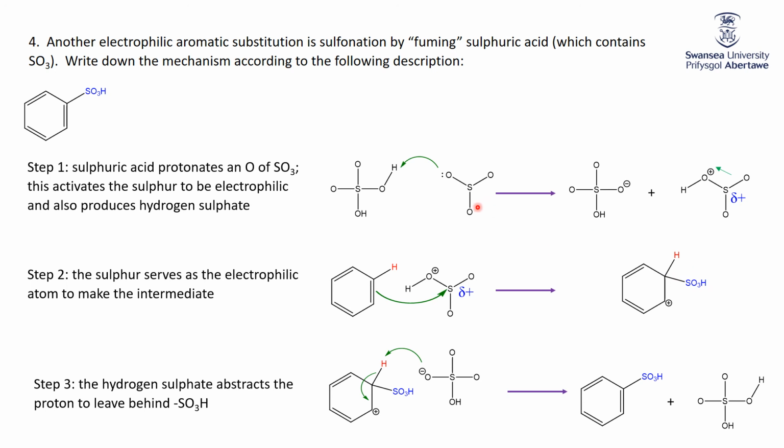Really what's important is how we're going to get this electrophilic sulfur. Well, we protonate one of the oxygens, thus making the sulfur more positive, and then we have the attack of the pi electrons on that sulfur, making the carbon-sulfur bond.